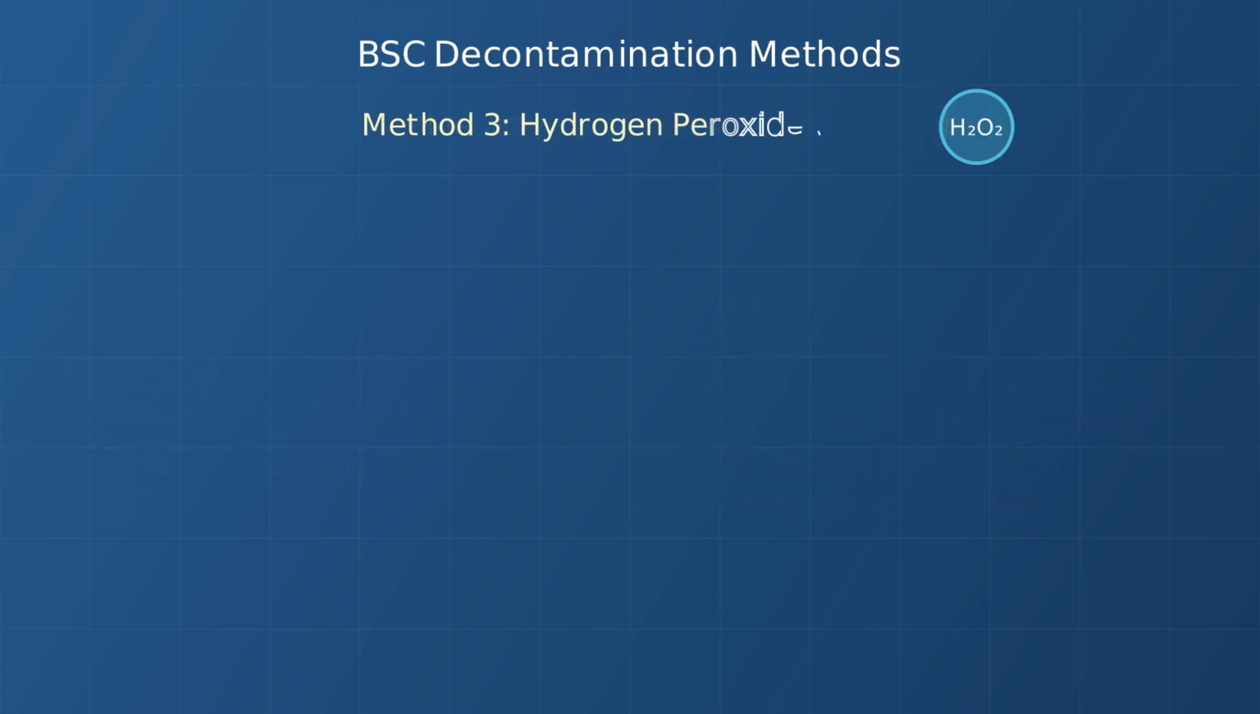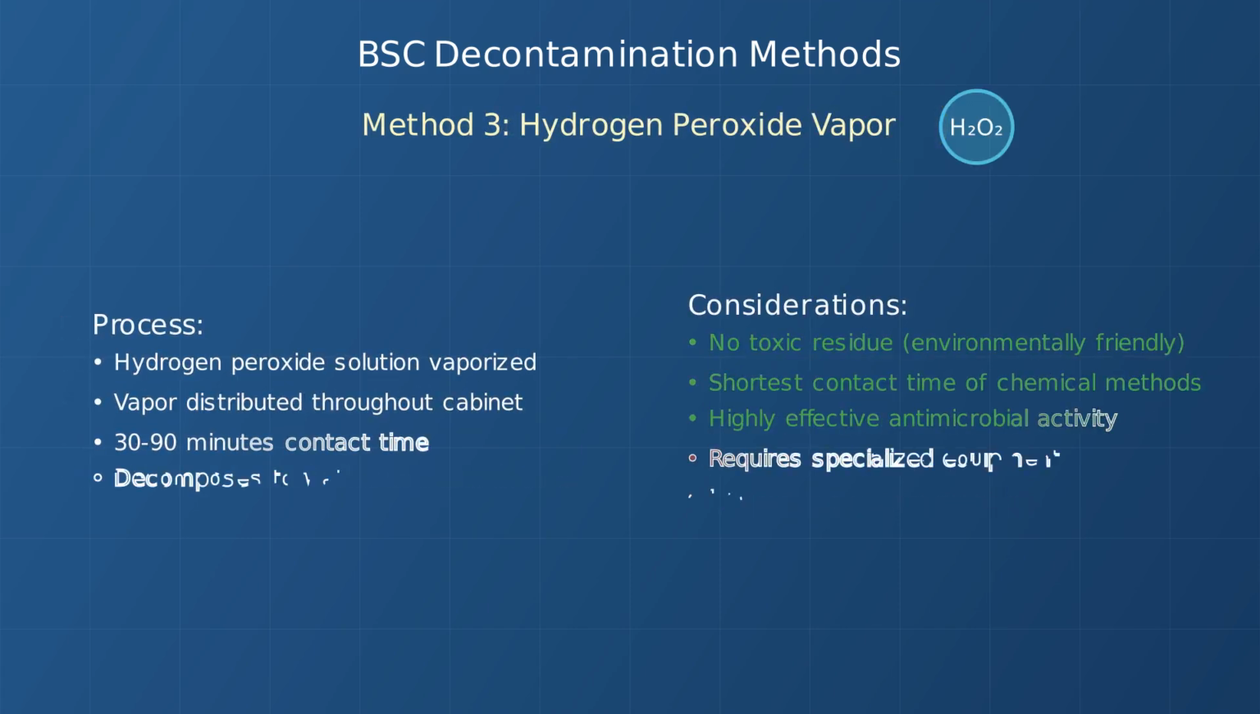Hydrogen peroxide vapor is becoming the preferred method in many facilities. The process involves vaporizing hydrogen peroxide solution and distributing it throughout the cabinet. It requires only 30 to 90 minutes contact time and decomposes into harmless water and oxygen. While highly effective and environmentally friendly, this method requires specialized equipment and has higher upfront costs.